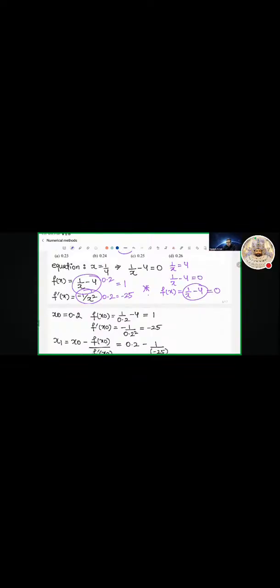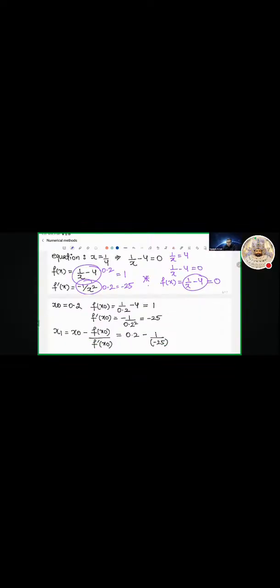Okay, minus 25. So you get the value of f of x naught, you get the value of f dash x naught. Then how do you find the answer? x1 equals to x naught minus f of x by f dash x. Simple. Initial guess was 0.2. F of x is 1. F dash x is minus 25. You solve this out, you get an answer 0.24, which is your option number D. Everyone clear with the Newton-Raphson method?